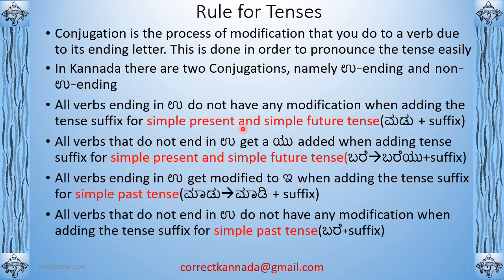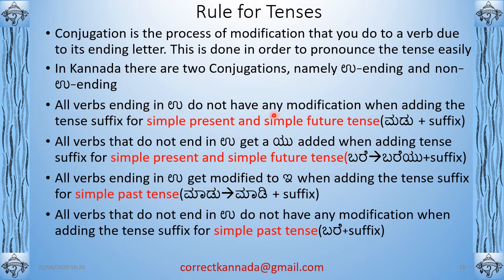Some more rules. Conjugation is a process of modification that you do to the verb due to its ending letter. This is what I mentioned. What you call declension in nouns is called conjugation in tenses. This is done in order to pronounce the tense easily. In Kannada, there are two conjugations, u-ending and non-u-ending. I talked about it. All verbs ending in u do not have the modification.